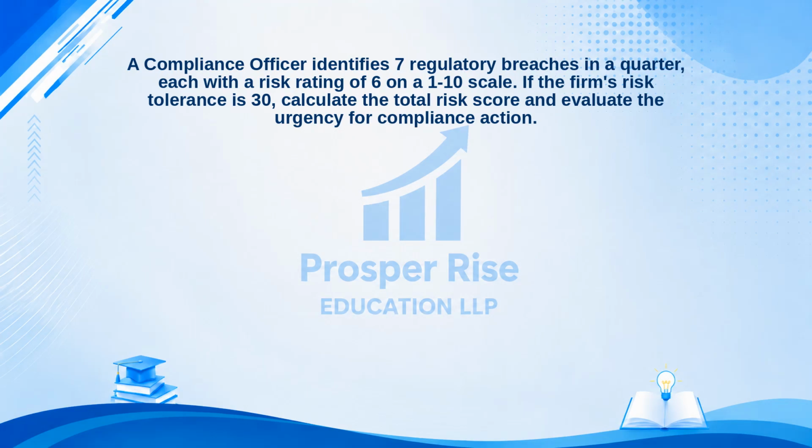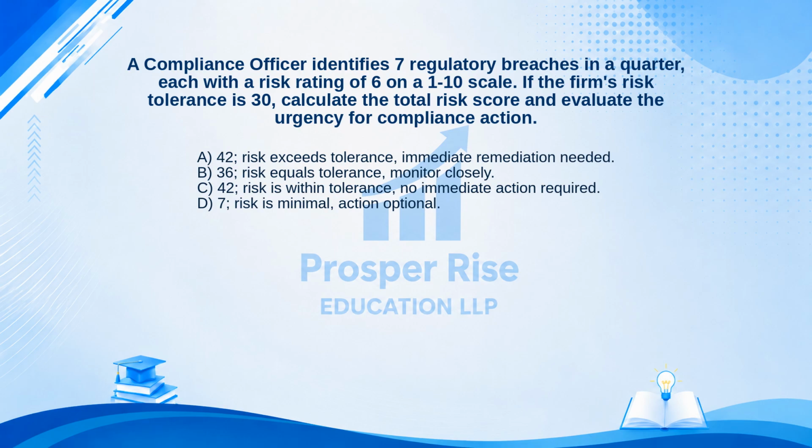A compliance officer identifies 7 regulatory breaches in a quarter, each with a risk rating of 6 on a 1-10 scale. If the firm's risk tolerance is 30, calculate the total risk score and evaluate the urgency for compliance action.